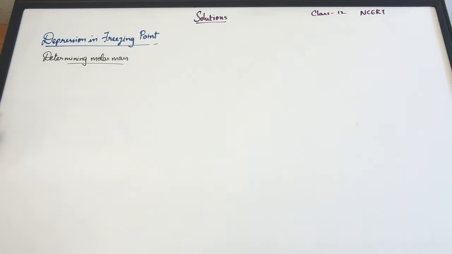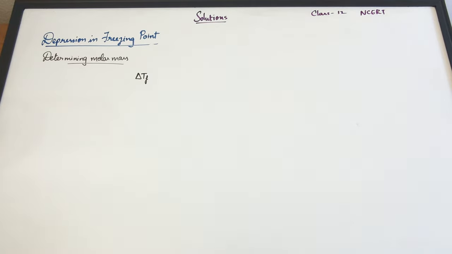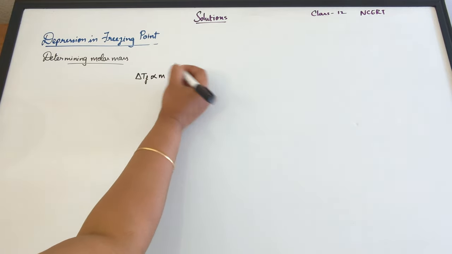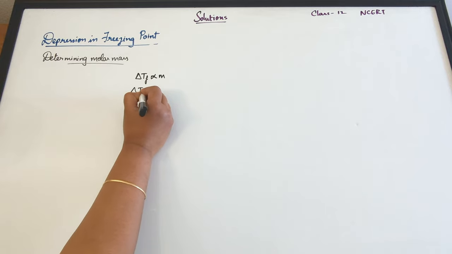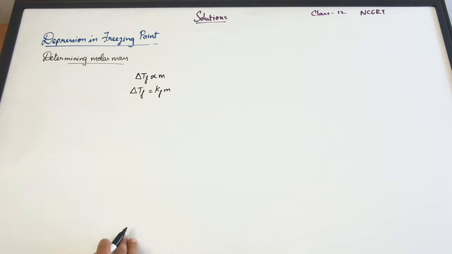So from the previous video, we know that delta Tf, that is the change in the freezing point, is directly proportional to molality, and delta Tf is equal to Kf into m, where Kf is the cryoscopic constant or molal depression constant or freezing point depression constant.